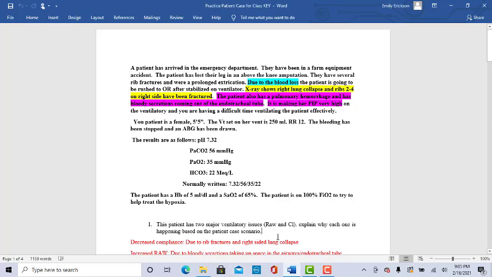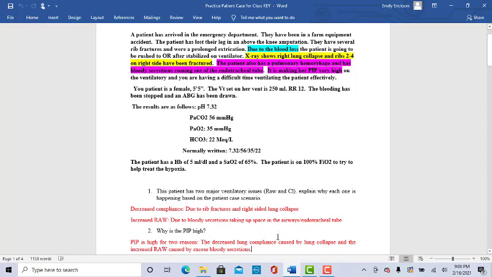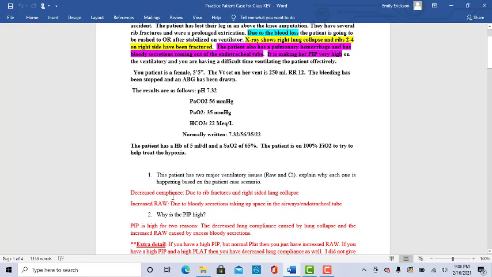Okay, so the first question. The patient has 2 major ventilatory issues, airway resistance and compliance. Explain why each one is happening based on the patient case scenario. So I've given you a major hint here by saying that the 2 ventilatory issues that I'm looking for are airway resistance and compliance. So what I really would want in this answer is decreased compliance due to the rib fractures and right-sided lung collapse. Okay, I really want those linked together, and I want it to say decreased compliance.